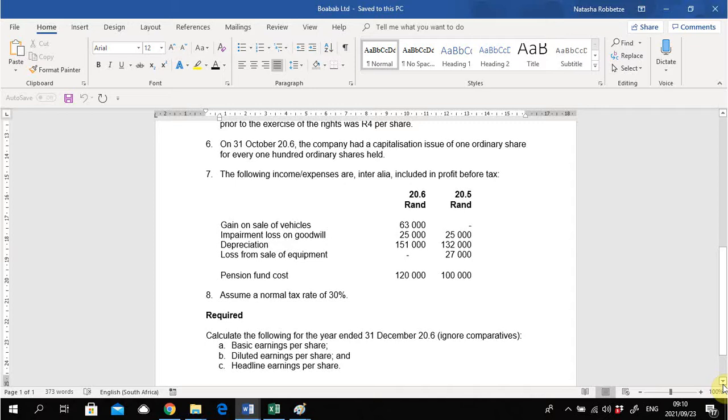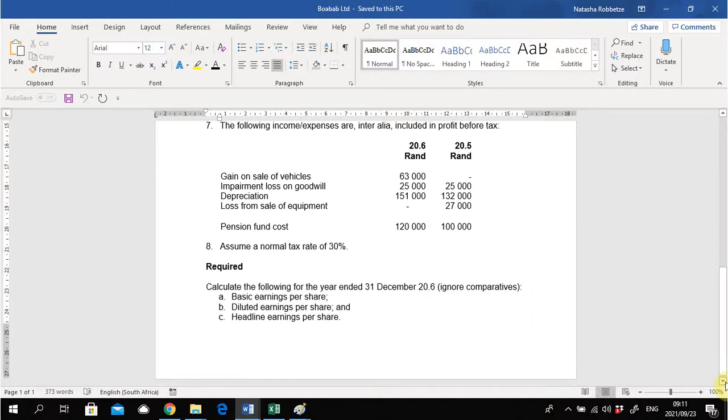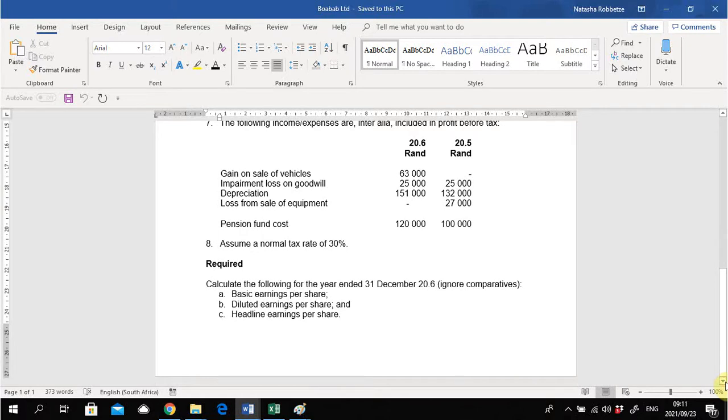In the 8th note, they say that the normal tax rate is 30%. For the year ended 31st December 2006, we need to calculate the basic earnings per share, the diluted earnings per share, and the headline earnings per share, and we are instructed to ignore comparatives. Something that bothers me about this question is that there are no rounding instructions. Of course, in a test, I am going to give you proper rounding instructions because you will find with calculation of earnings, the rounding can make quite a big difference. So that's something to look out for.